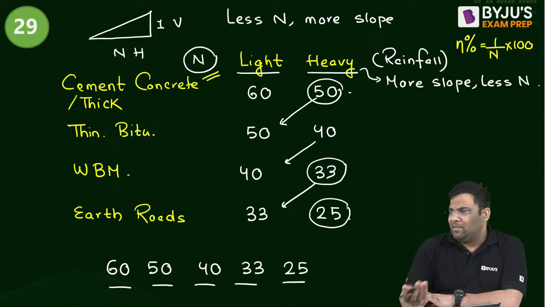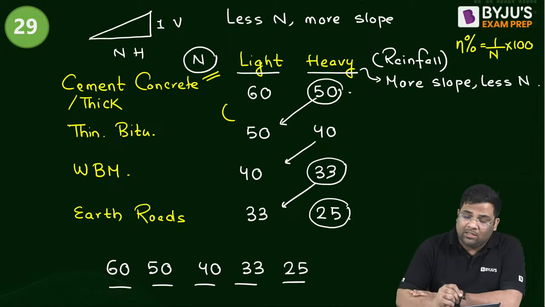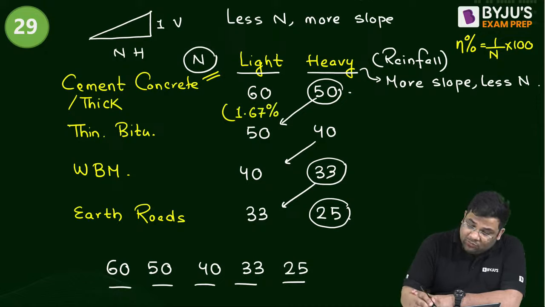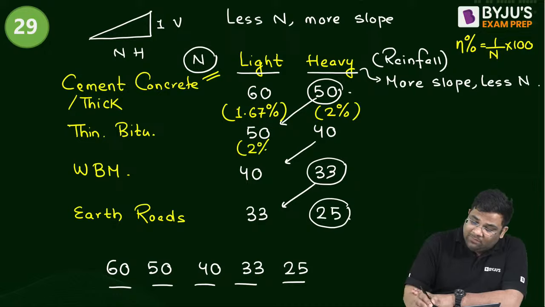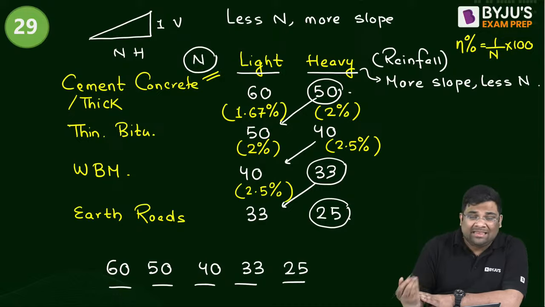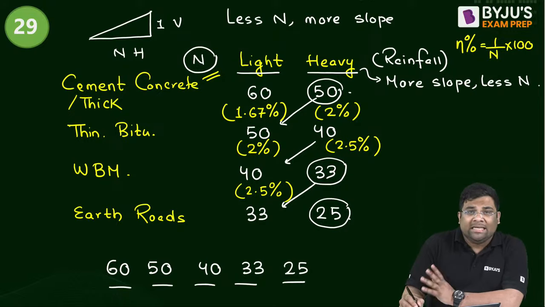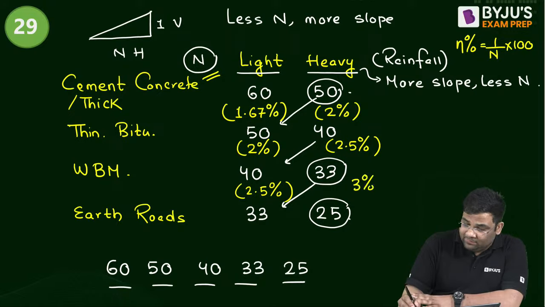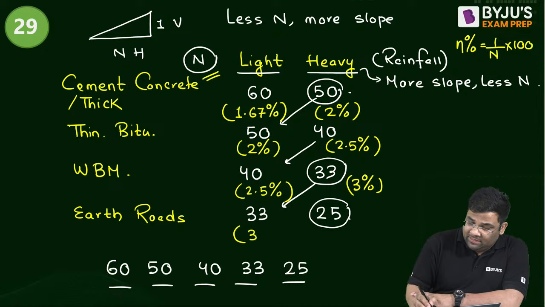Don't just remember the percentage, but remember how to get it. 1 in 60, 1 by 60 into 100 will become 1.67%. This is 1 by 50 into 100, 2%. 1 by 40 into 100, 2.5%. Then 1 by 33 into 100 is almost 3%, and this is almost 4%.